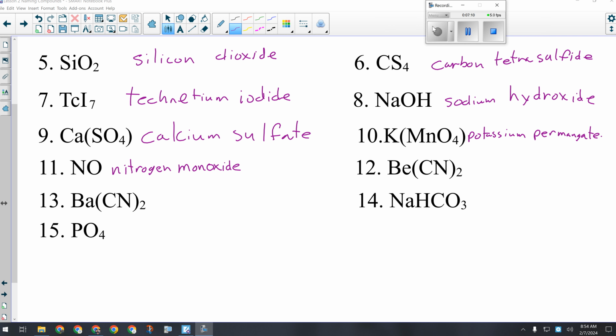Okay, let's look at the last 4 here. Number 12, ionic or molecular? Where's Be? Where's beryllium? Is beryllium a metal or a non-metal? It's a metal. And this has a polyatomic ion in it, agreed? So definitely ionic on 2 fronts. It's got a polyatomic ion, and it also starts with a metal. So I name the metal, beryllium. And then what's this ion? Cyanide. Anyone ever heard of that stuff before?